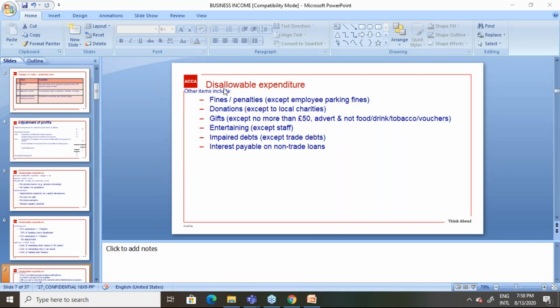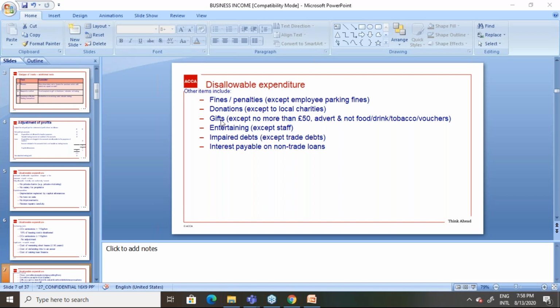Other items include, these are disallowable expenditure, fines and penalties. Now, if the business is paying fines and penalties of an employee, such as parking fines, they are allowable. But if you are paying fines and penalties of the owner of the business, then they are not allowable expenditure. When it comes to donations, remember, only local donations are allowed. National charity donations are disallowed. Local charity donations are allowed, but national charity donations are disallowed.